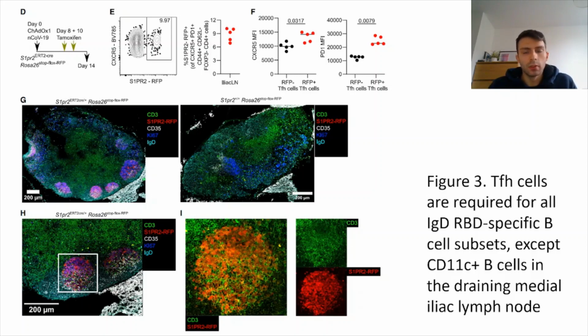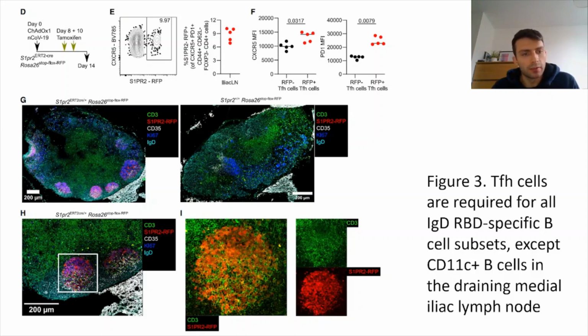We performed imaging using a Stellaris 8 Leica microscope on whole lymph nodes, and here we were able to image the S1PR2, again this is RFP shown in red, and we included 4 other markers in our confocal microscopy. We included CD3 in green, CD35 in white, Ki67 in dark blue, and IgD in cyan. So CD3 marks the T cells, and we can see in the center of the lymph node the T cell zones.